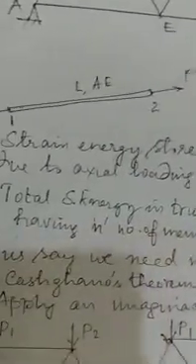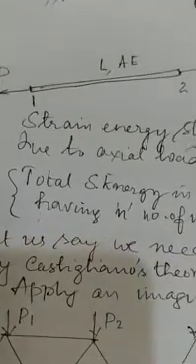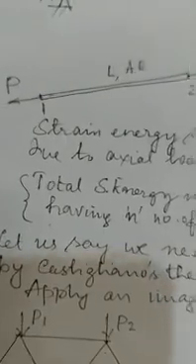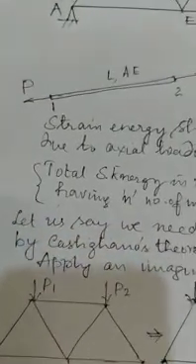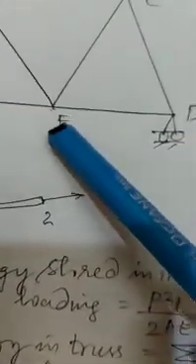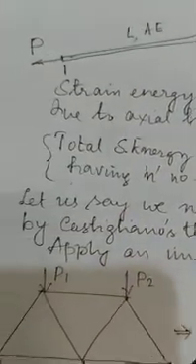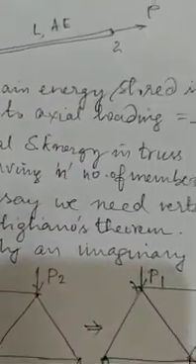Okay. So having got the total strain energy stored in the truss, let us proceed to find the deflection at a certain joint in a certain direction. Let us say we need the vertical deflection at the point E. So at this point E, we require a vertical deflection, let us say, by Castigliano's theorem.